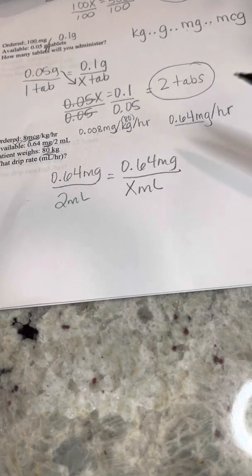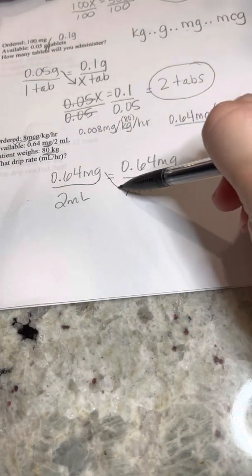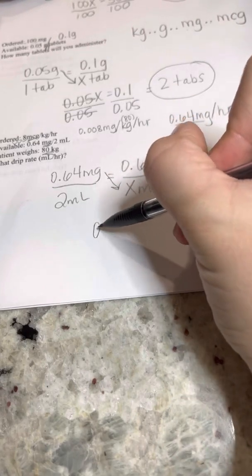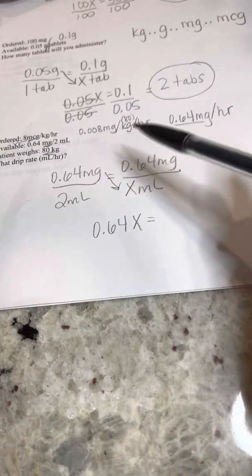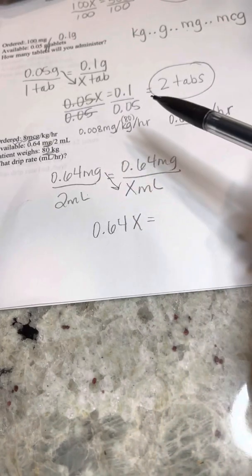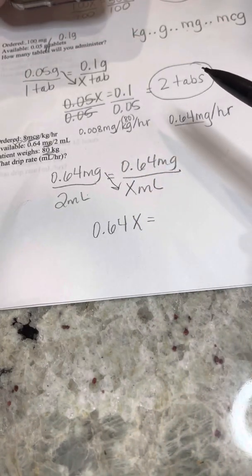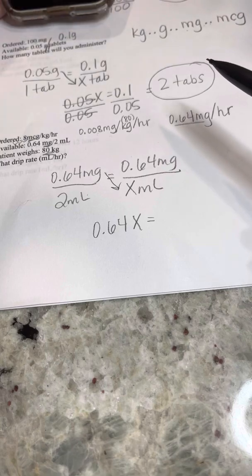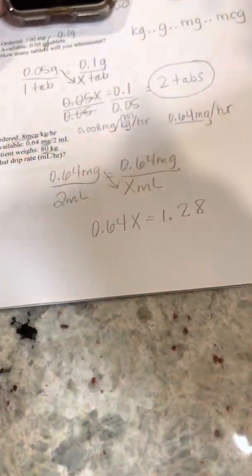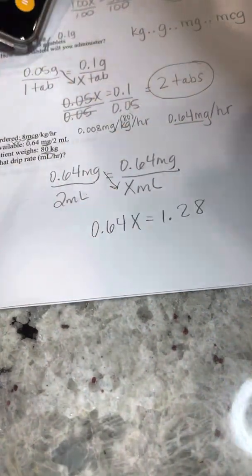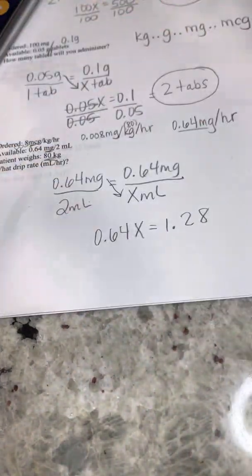I can't tell if y'all can see this still. Okay, so 0.64X, we're cross multiplying, equals 2 times 0.64. 2 times 0.64 equals 1.28. I'm sorry, my cat is literally walking on me. Alrighty.